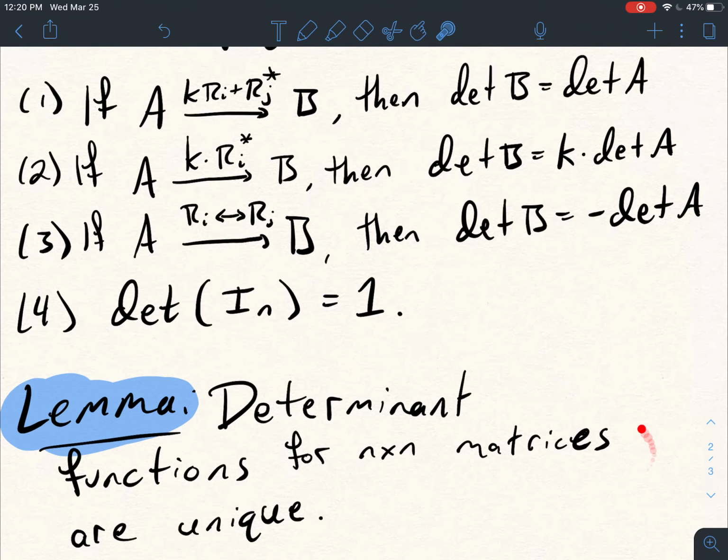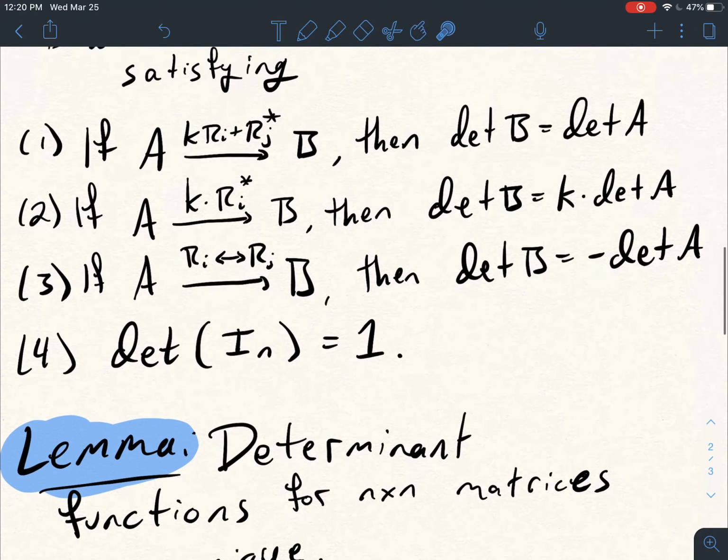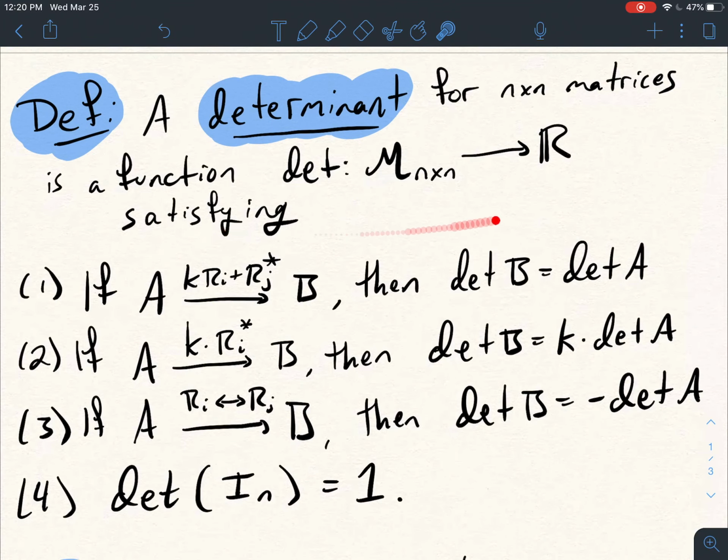The following lemma is completely not obvious as to why it would be true, but determinant functions for n by n matrices are unique. So this is the definition of a determinant function. There might be different functions that satisfy these four properties, but it turns out that 1, there exists such a function for all n by n matrices, and 2, there is only one such function for n by n real matrices that satisfies all this.